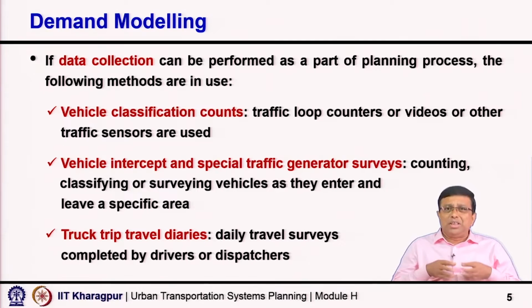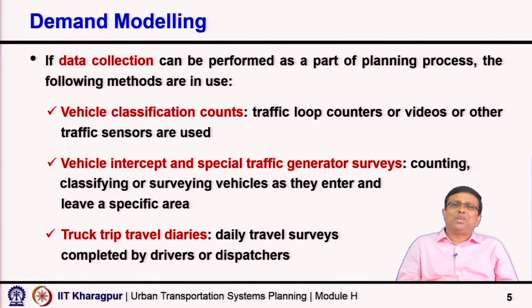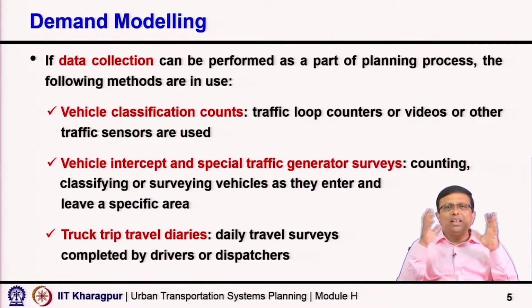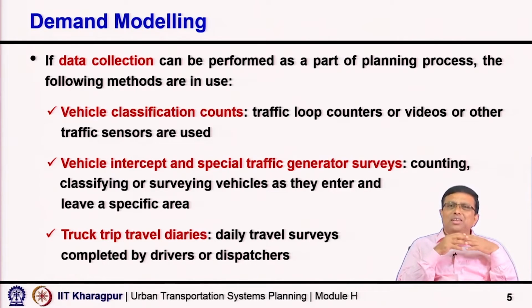Dispatcher knows how many vehicles they are dispatching every day and what kind of consignment they are taking, where these vehicles are going. So, it is getting all related data as we collect the data for the 4-stage planning process. So, initially, overall understanding we want to develop. Similarly, this kind of data can be collected using the truck trip travel diaries.